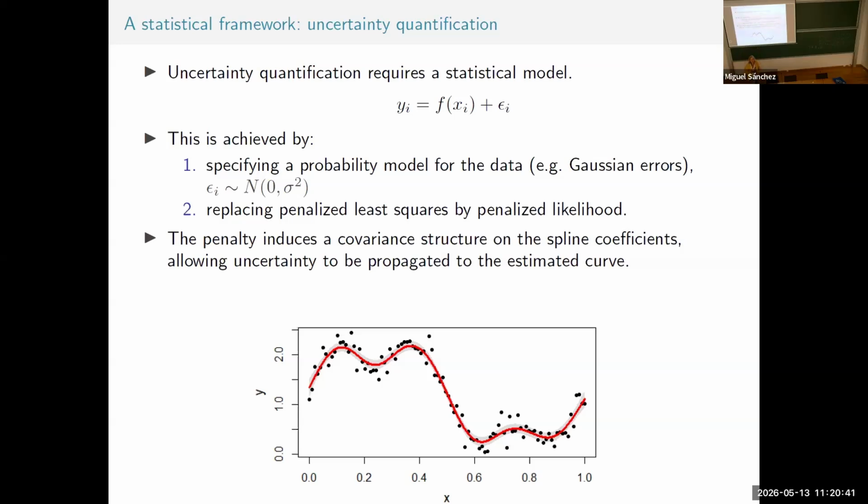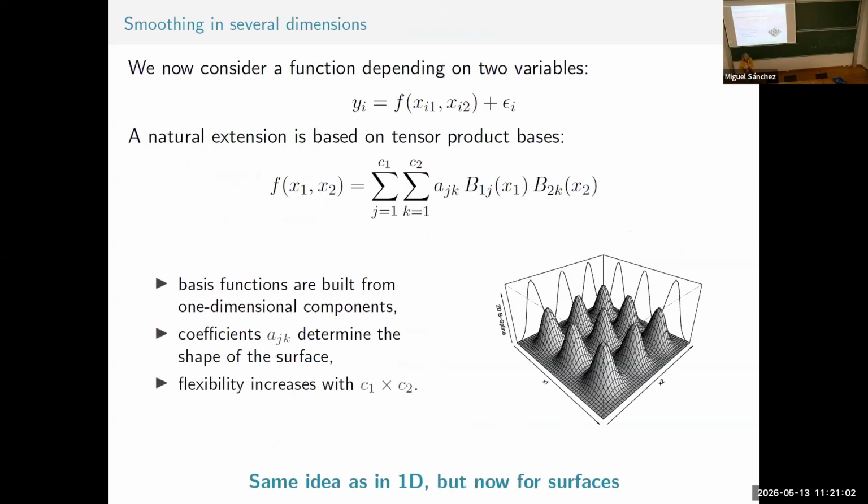What I'm saying is that, with a very high probability, on average, my true function is going to be within that band. And that is the power of the statistical model. It's not approximation only. I'm giving you an approximation with a certain measure of uncertainty.